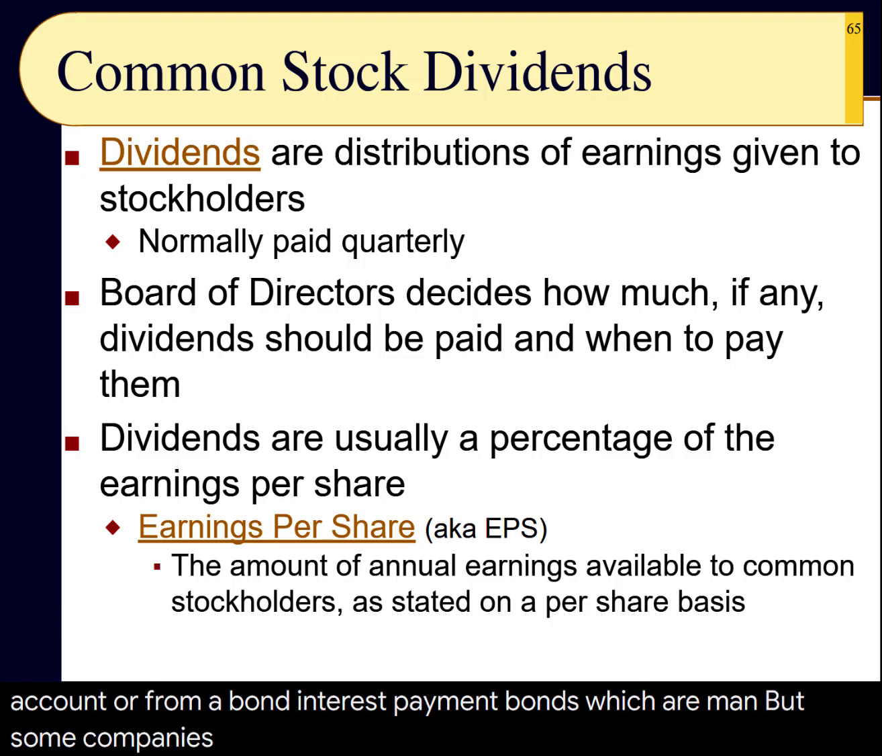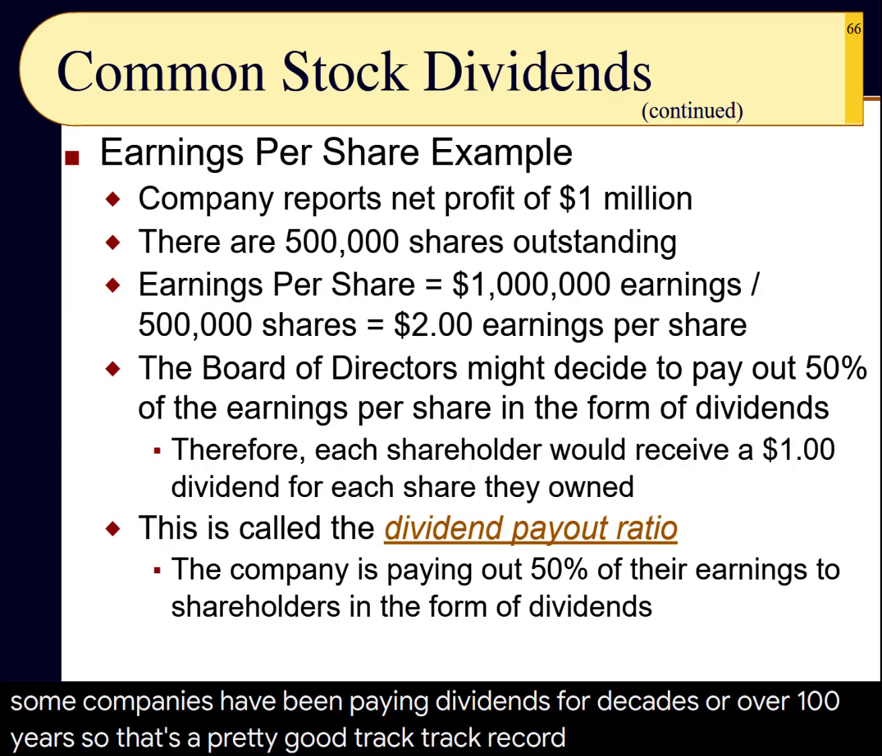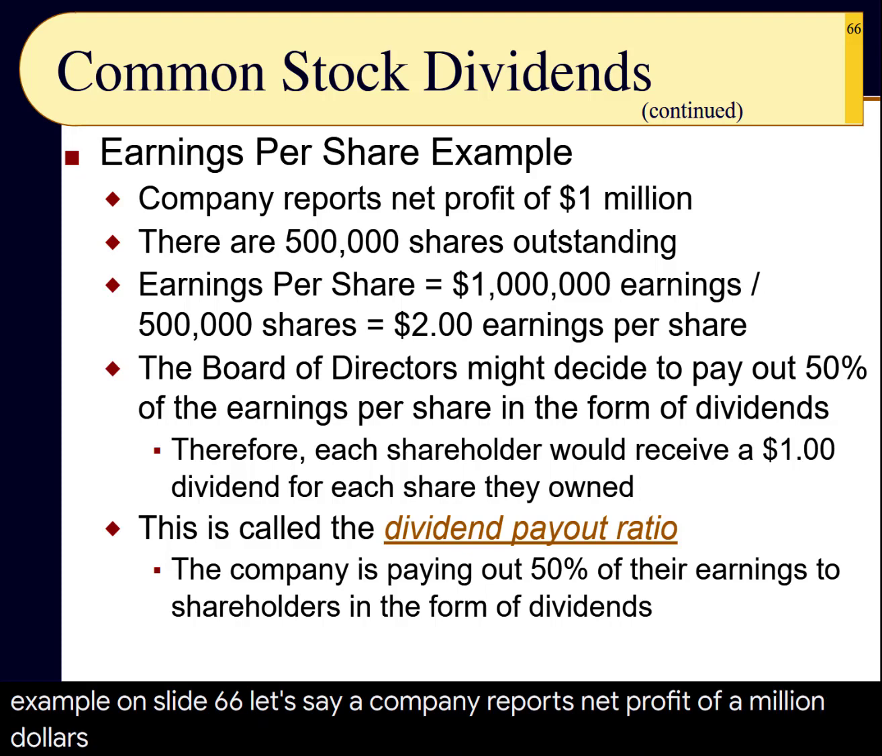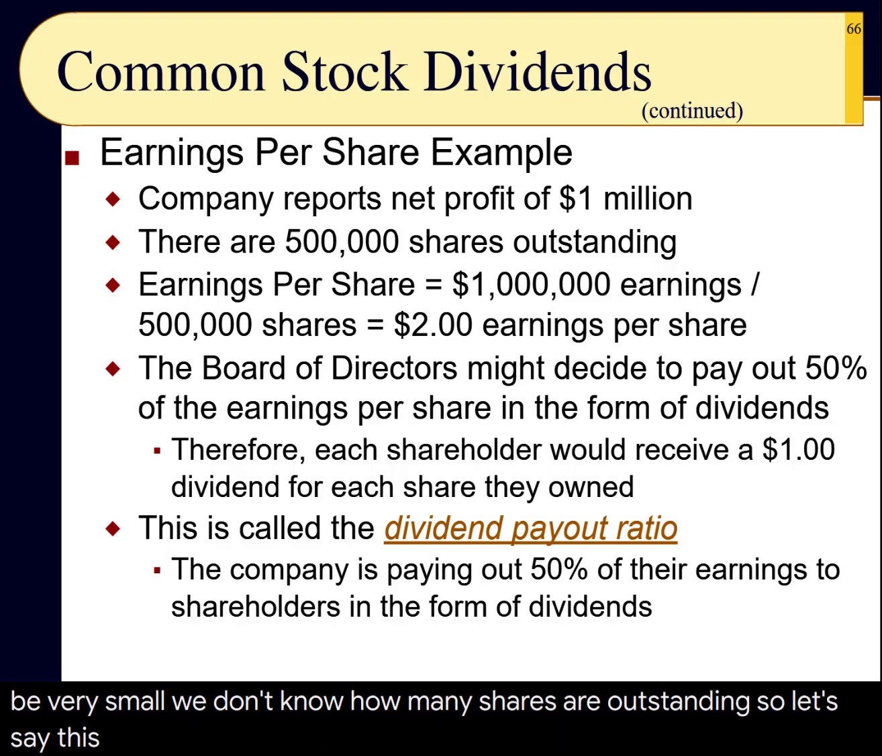But some companies have been paying dividends for decades or over 100 years. So that's a pretty good track record. Earnings per share example on slide 66. Let's say a company reports net profit of $1 million. That's a lot of money to you and me, but to a company that might be very small. We don't know how many shares are outstanding. So let's say this company has 500,000 shares outstanding.